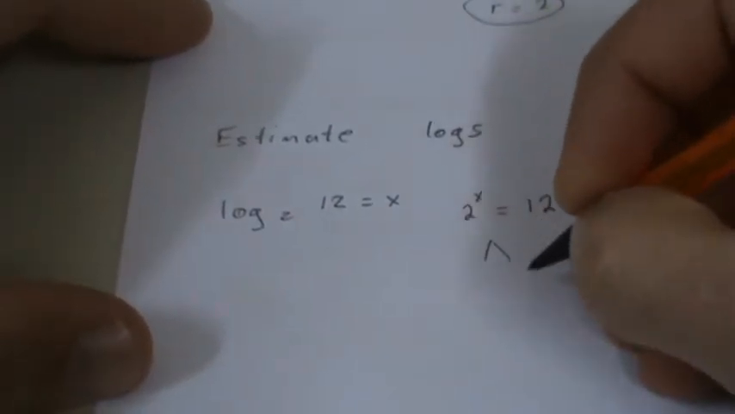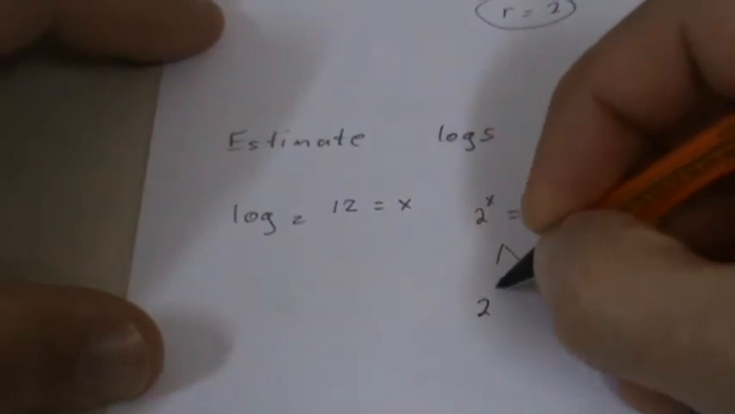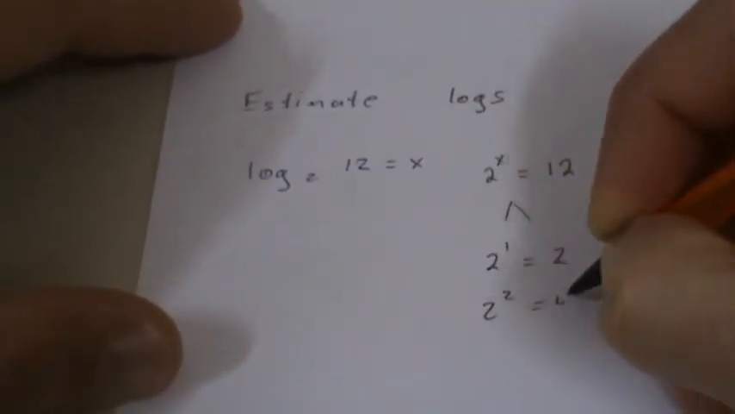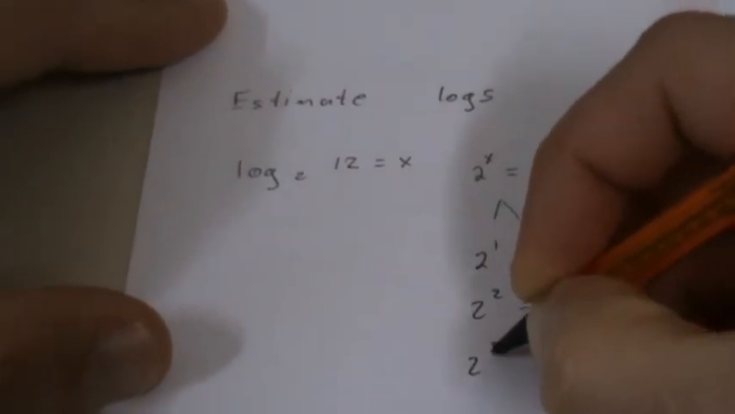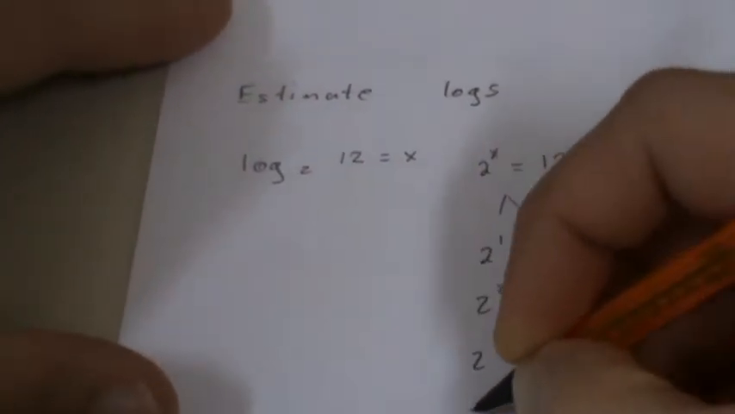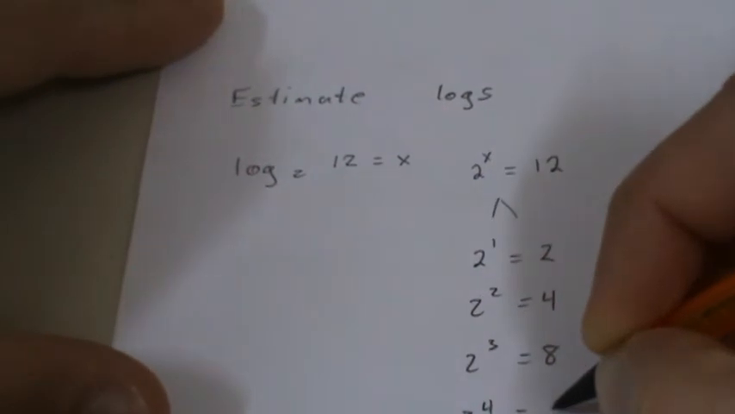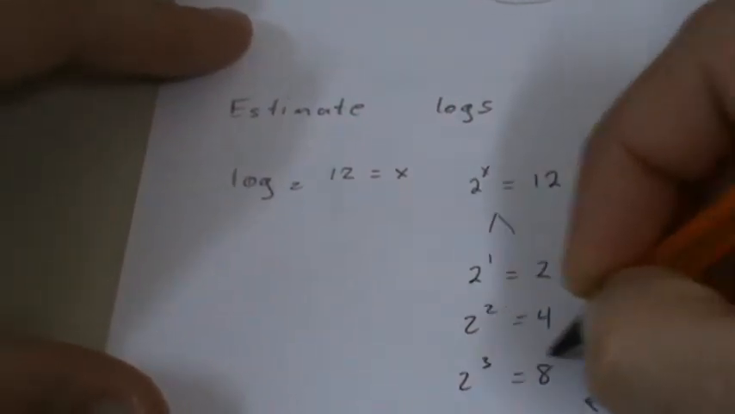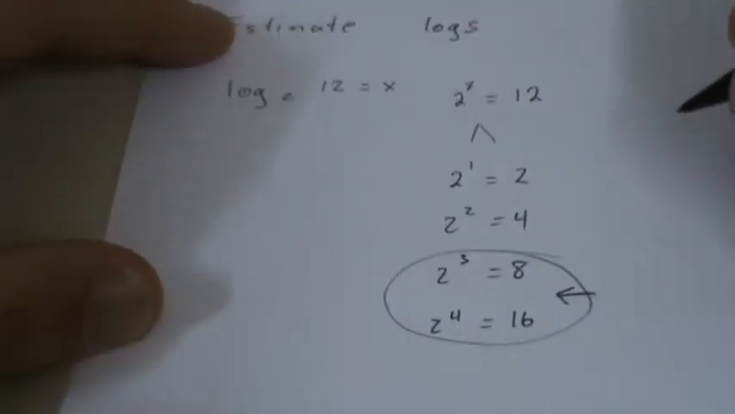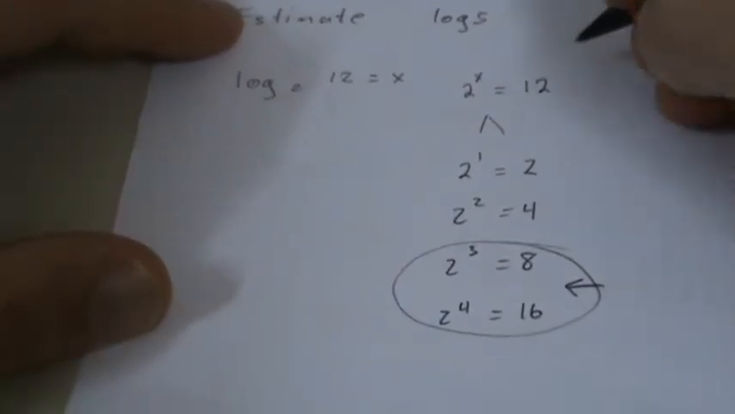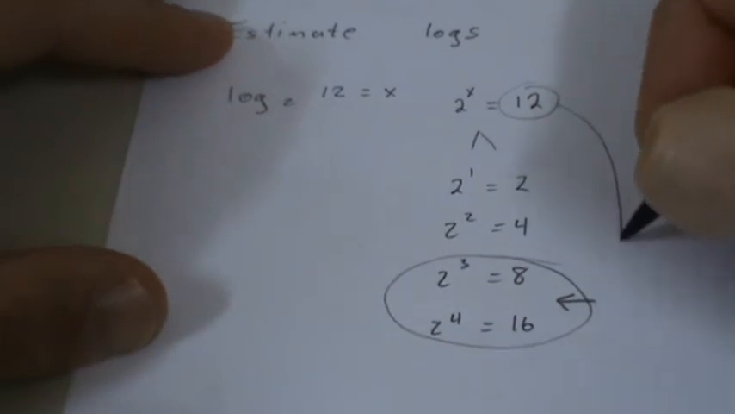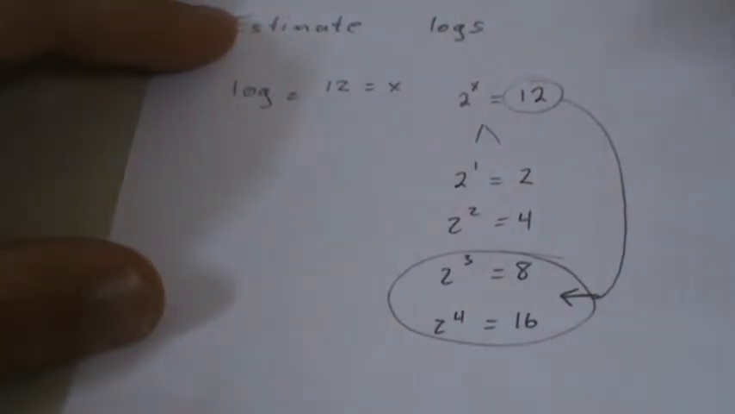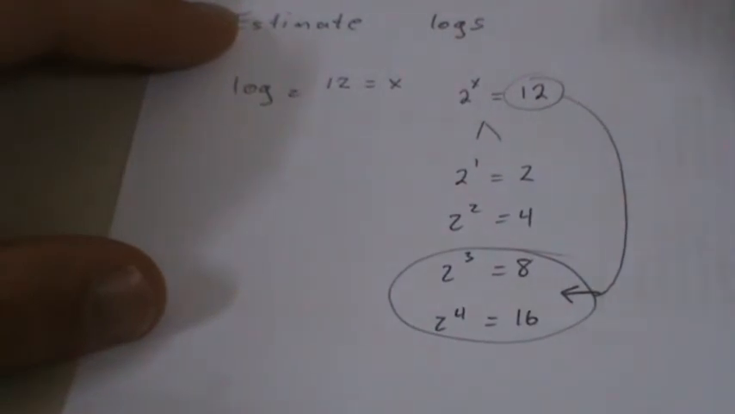Well, there is no exact one, but let's look at 2 to the 1 is 2. 2 to the 2 is 4. 2 to the 3 is 8. 2 to the 4 is 16. And so, therefore, 2 to the 3 is too high. Because remember, I'm trying to reach 12. Right? 12 fits right in there between 8 and 16.